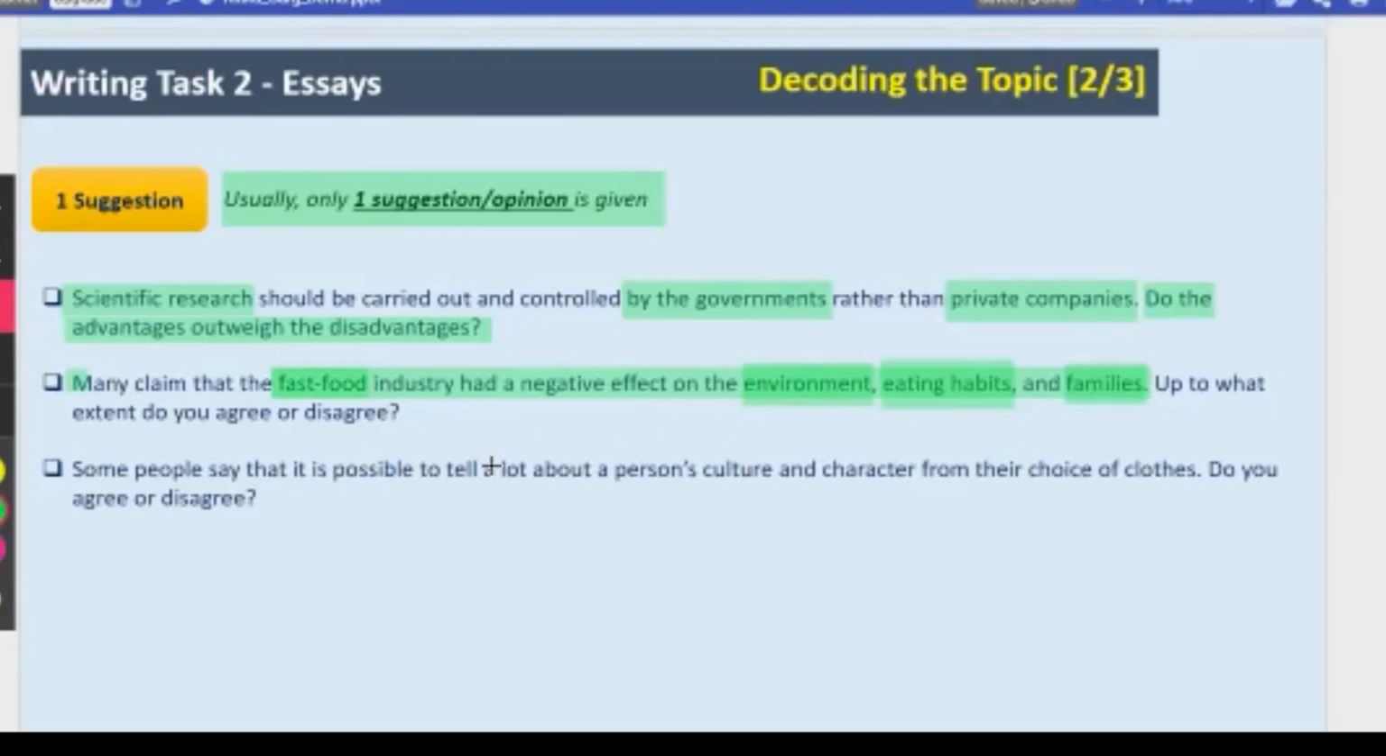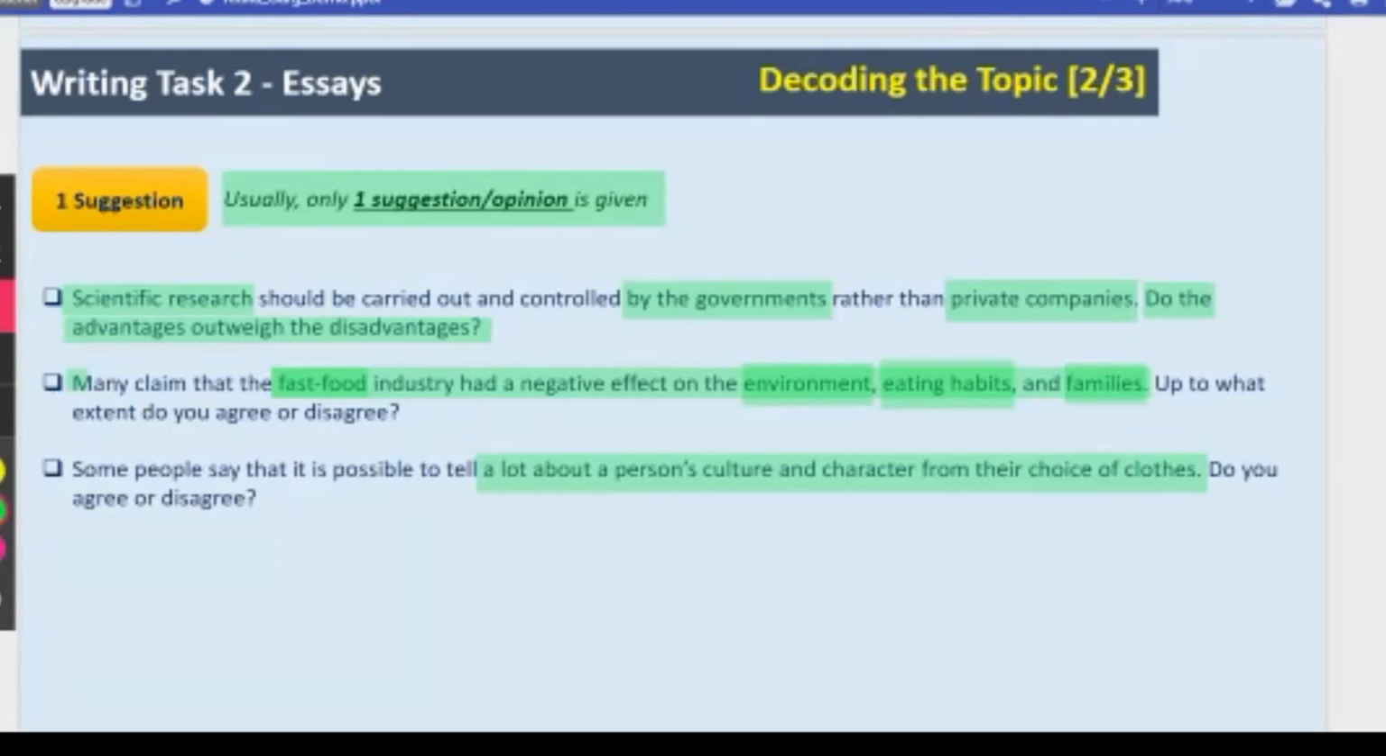Some people say that it is possible to tell a lot about a person's culture from their choice of clothes. So basically, some people believe that based on the attire we can tell which culture this person belongs to and how he is in his social behavior. So if you agree, you can jot down the points which say yes, based on the attire I can tell this person belongs to this ethnicity, this race, this country, this region, and these are his food habits, these are his religious beliefs, etc. Based on his attire you can tell a lot of things, agreed.